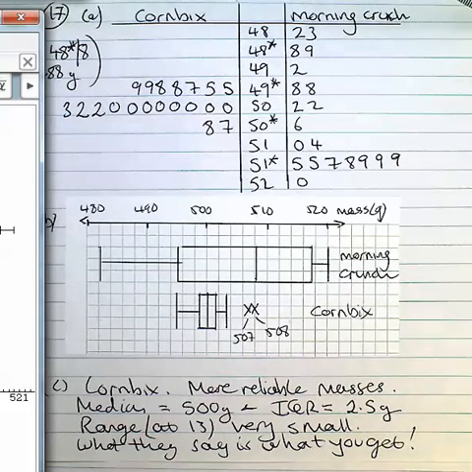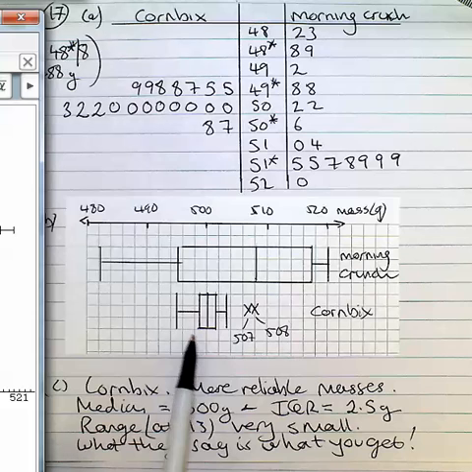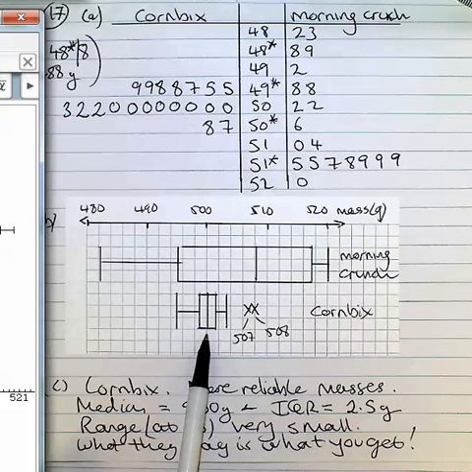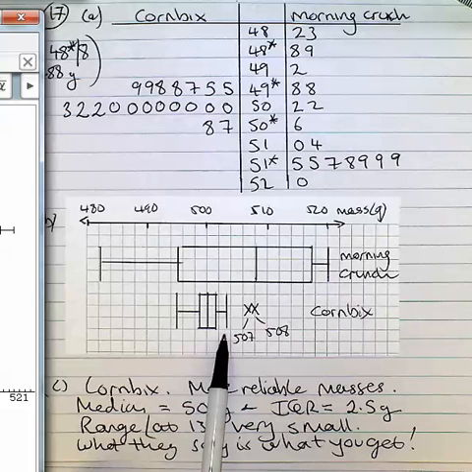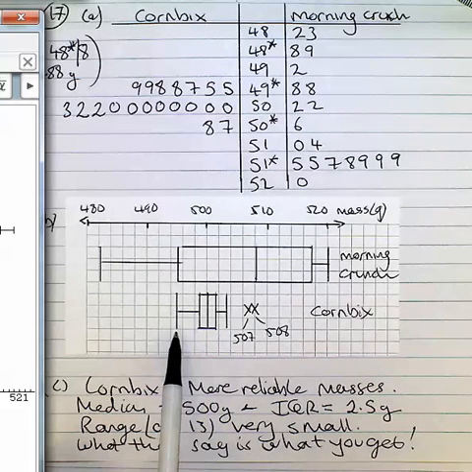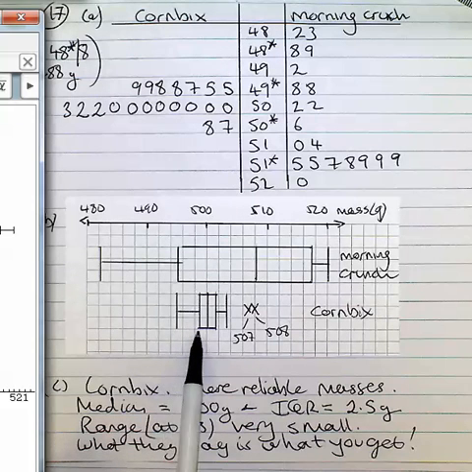Now with Cornbeck's, I've got reliability here. I'm almost guaranteed to buy a box over 50% are going to be between 500 and 503 grams or thereabouts. And likewise, I'm very unlikely to buy boxes that are even less than 1% less than the advertised mass.